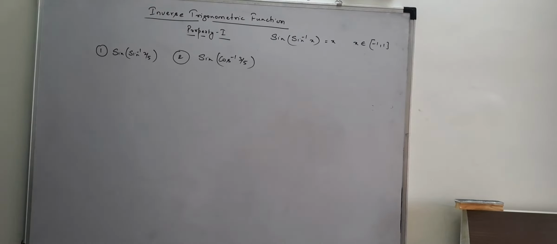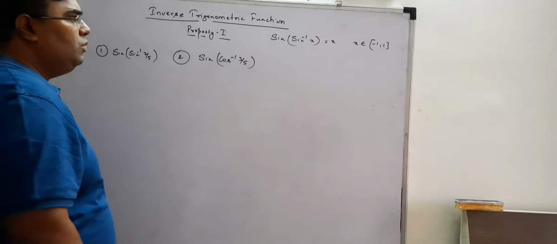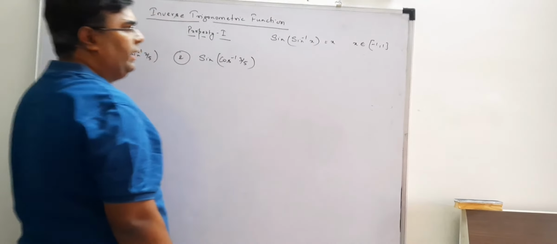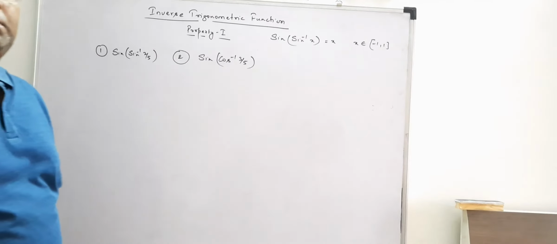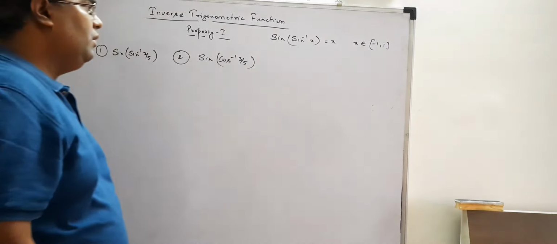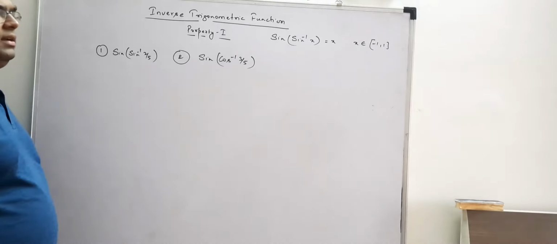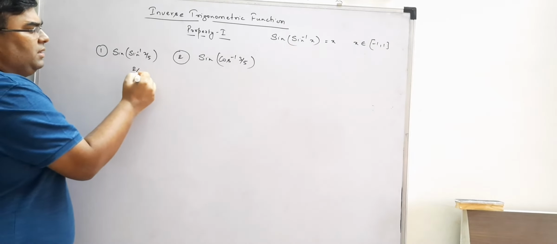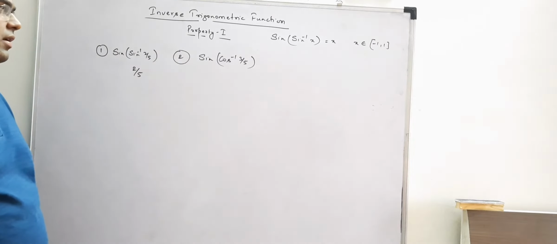Okay, taking more examples of property 1. Now we will use this property, sine of sine inverse x is equal to x, where x is in the range of minus 1 to 1. First example I have taken is very simple, like sine of sine inverse 2 by 5. The answer will be 2 by 5, right?